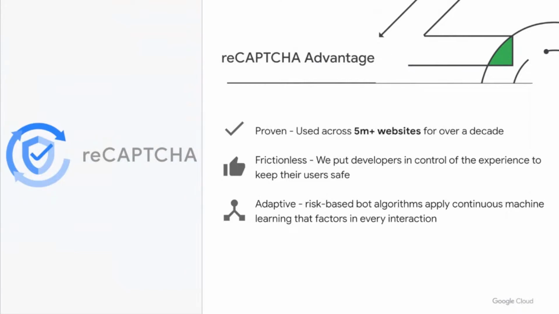And finally, it's adaptive. We use our risk-based bot algorithms to apply continuous machine learning across all the threats we've observed from checking the other 5 million sites. This really enables us to provide a uniquely robust platform that is responsible for protecting a vast array of sites across the internet and able to detect the wide variety of different attacks that you might see from different adversaries over time.